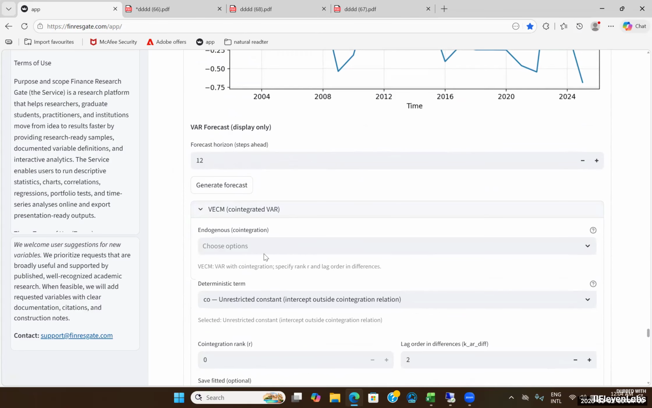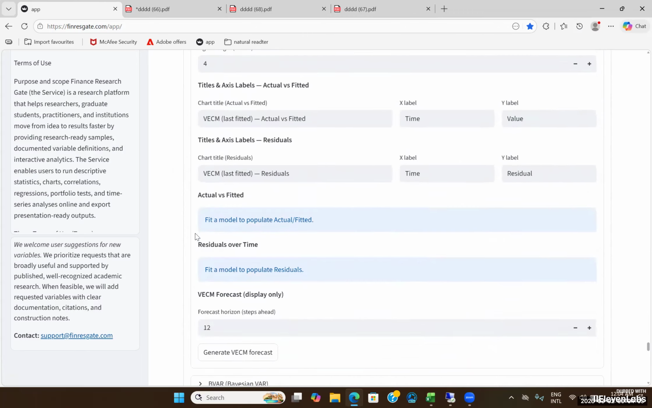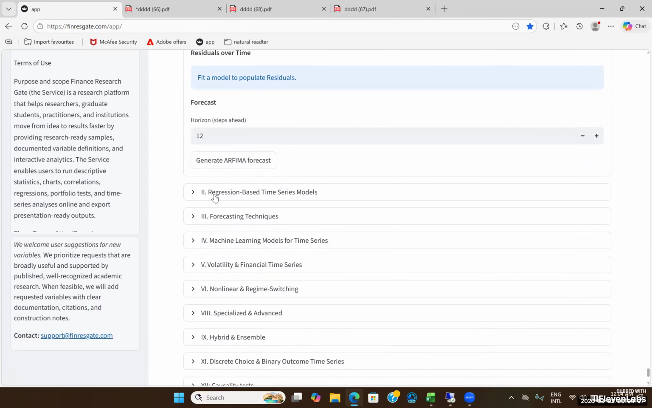For example, right here, look. That is provided to us, and it's also crucial for any analysis that follows. We can use it in regression modeling, predictive forecasting, and many other related fields.